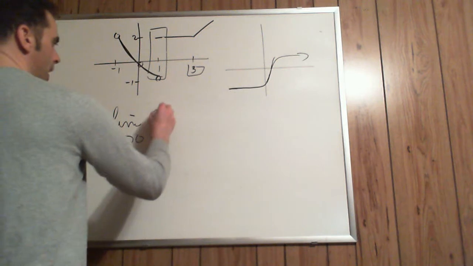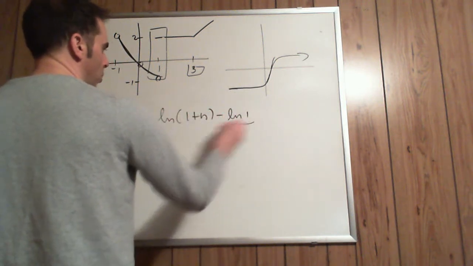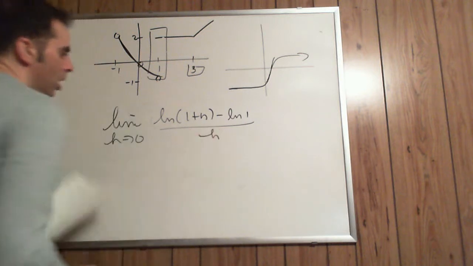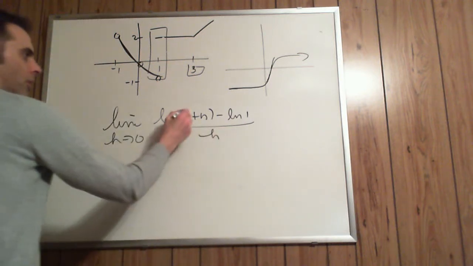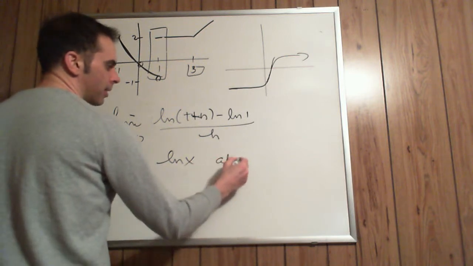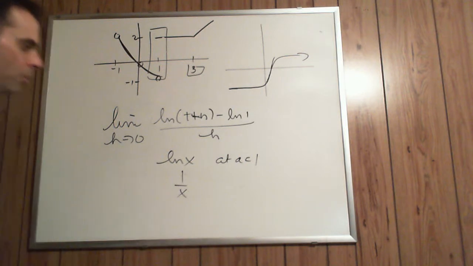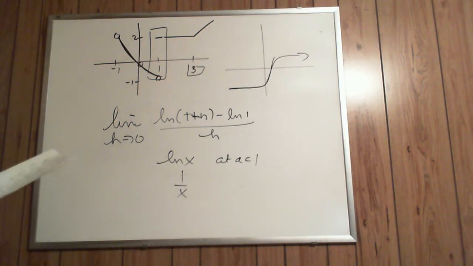If I had the ln of 1 plus h minus the ln of 1, all over h, then again, what's the function? Cover this stuff. It would be the ln of x. What's it at? 1. So the derivative of ln of x is 1 over x. You put in 1 and you get 1.